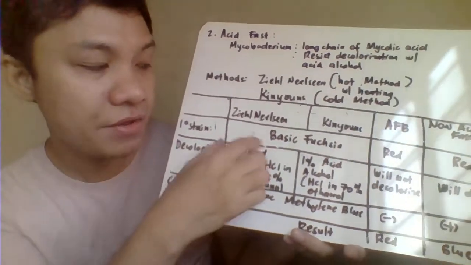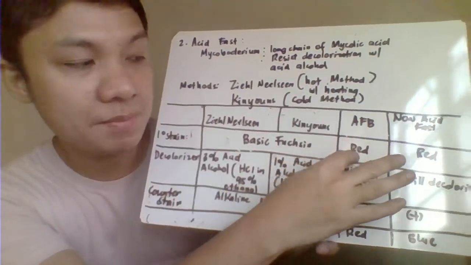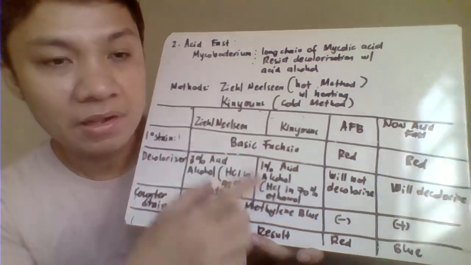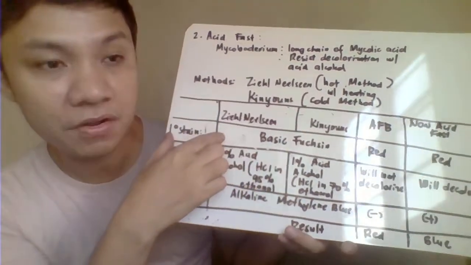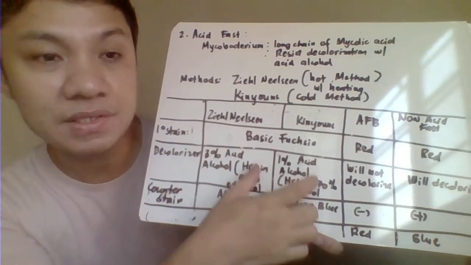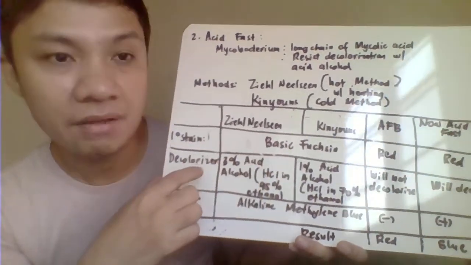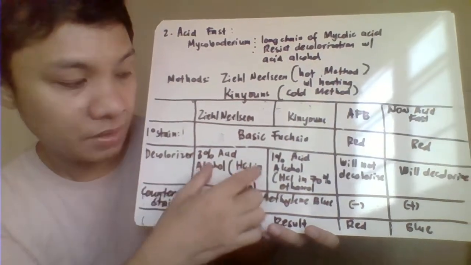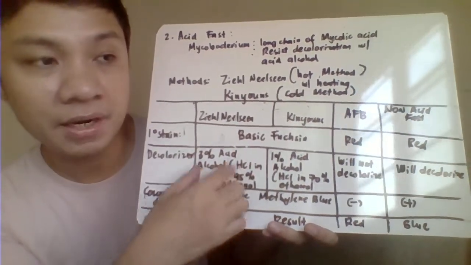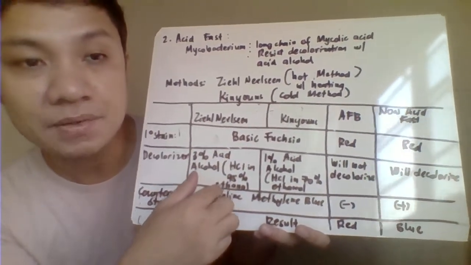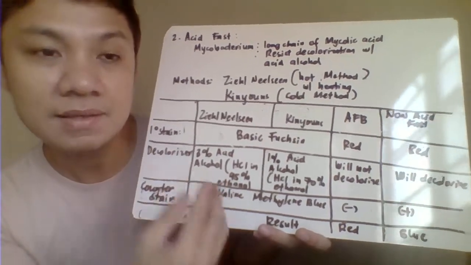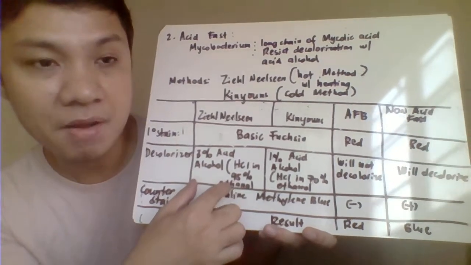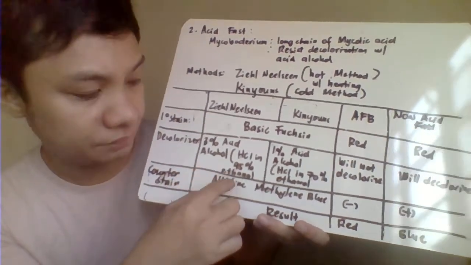After application of your primer stain, both your acid-fast bacilli and even your non-acid-fast bacteria would have a red color because of the color of your primer stain, which is basic fuchsin, red in color. After that, you apply your acid alcohol as your decolorizer. For the acid alcohol here, the Ziehl-Neelsen method makes use of 3% acid alcohol. It's acid alcohol because it is made up of hydrochloric acid plus 95% ethanol.